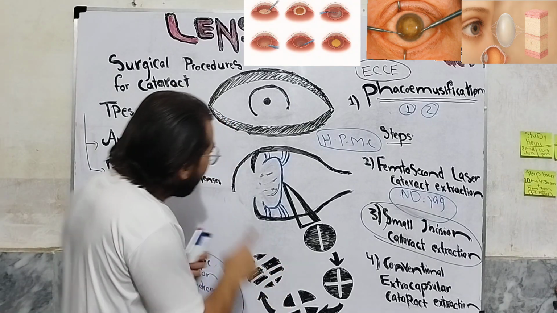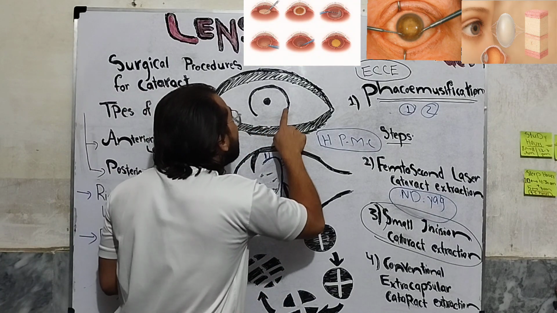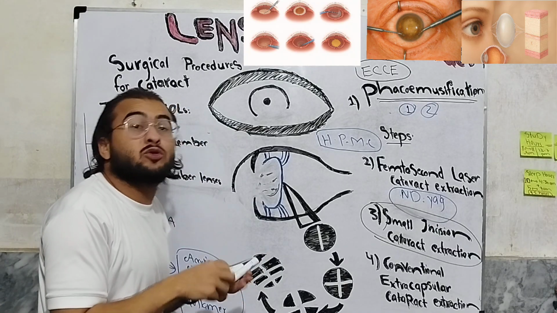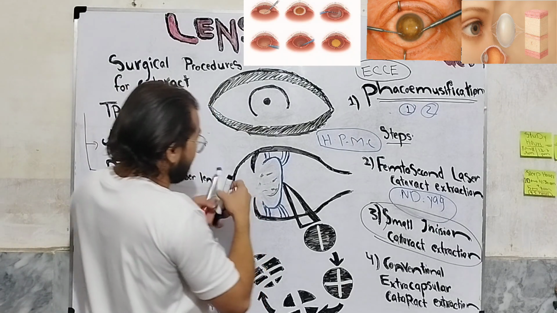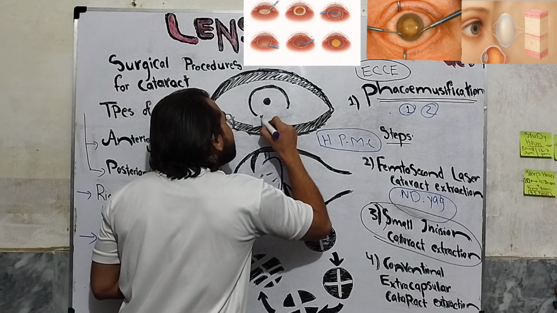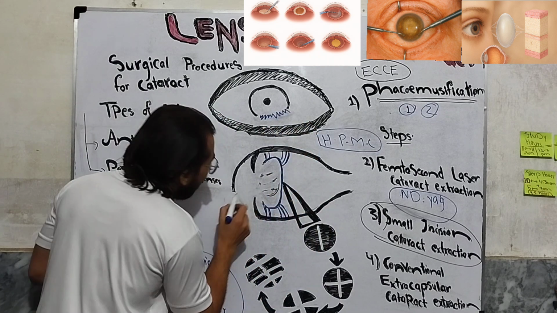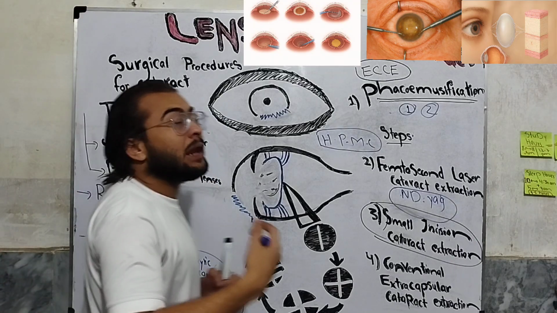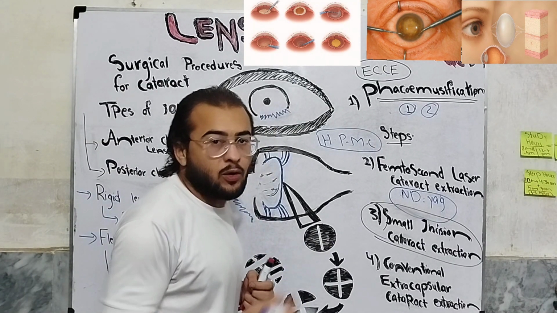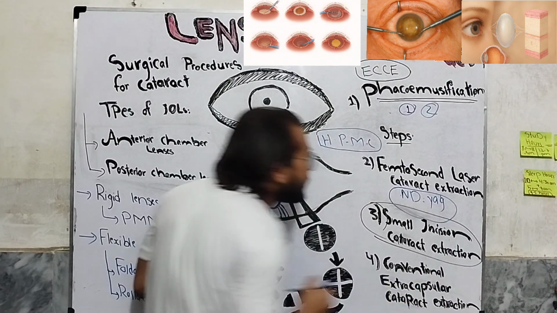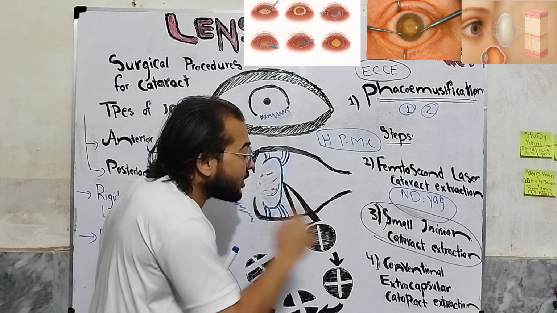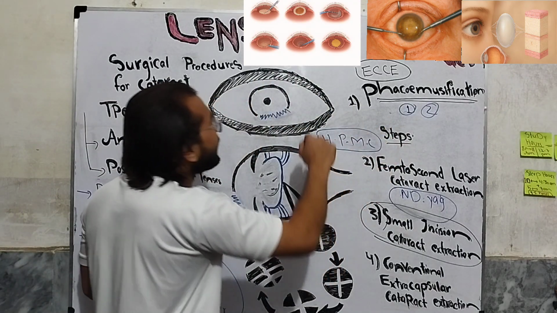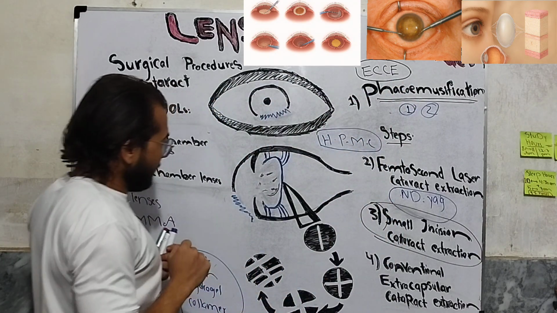But remember, it is a full thickness corneal incision made with corneal scissor. It requires suturing, so we have to suture this incision. And after suturing, we will apply a pad and bandage on the eye. So these were a few of the differences in conventional extracapsular cataract extraction. So these are the surgical procedures for cataract removal.